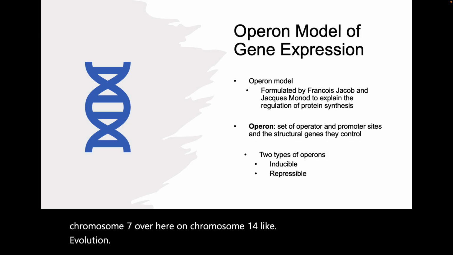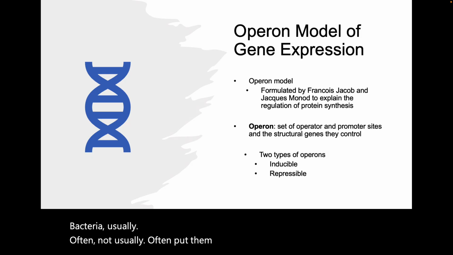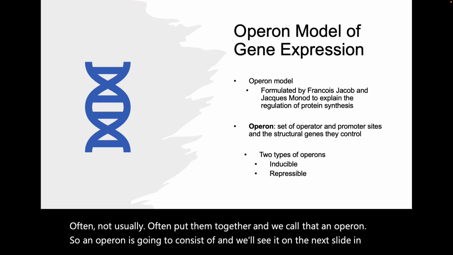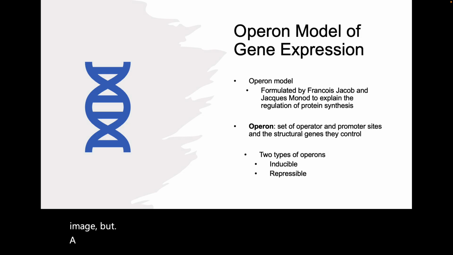Bacteria often put them together. And we call that an operon. So an operon is going to consist of, and we'll see it on the next slide in an image, a region that is the operator, a region that is the promoter, and then the genes that they control.